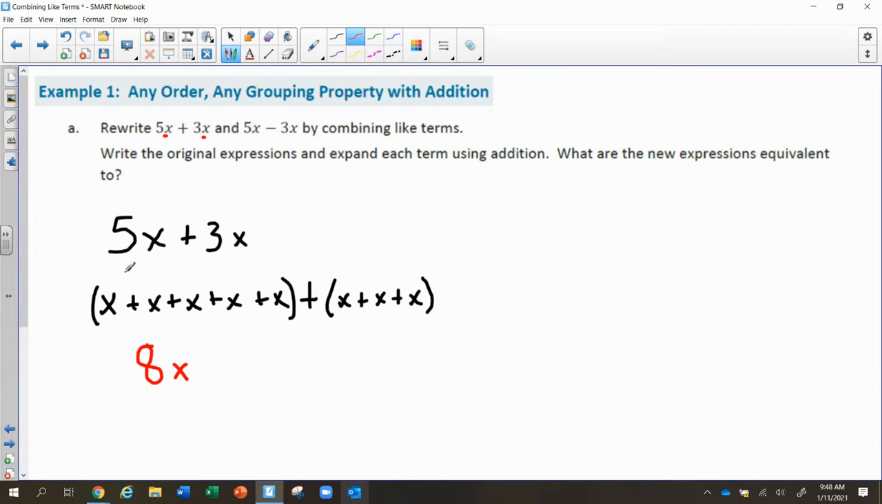Right? So instead of rewriting it every time, I can just look at the coefficients of the variables, I'm sorry, the coefficient of the x, and I can see that if I just add 5 plus 3, I get 8. So using what we know about multiplication, we can simplify this expression by just adding the coefficients. So let's try the second one. 5x minus 3x.